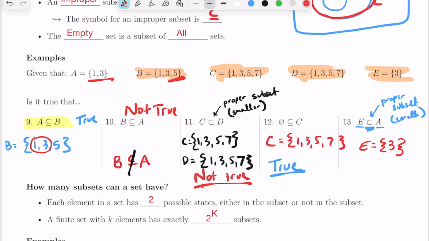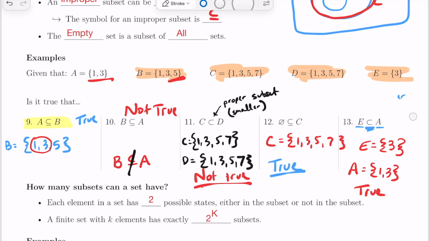And when I look over at my set A, I see that A is 1 and 3. Okay. Now, does every element from E come from A? Yes. E only has 3, and A also has that. And is E smaller than A? Yes. So this is true. E is a proper subset of A.